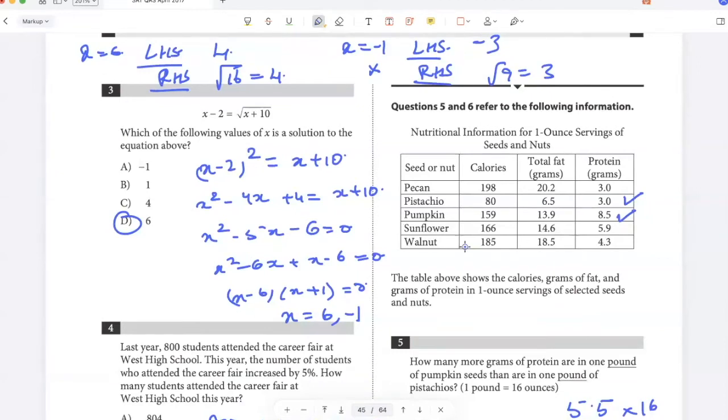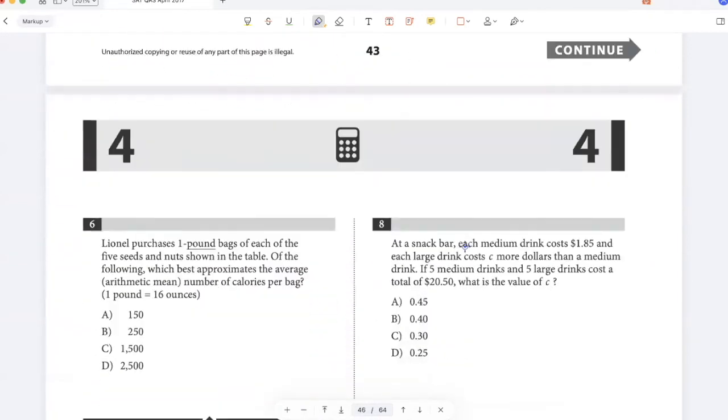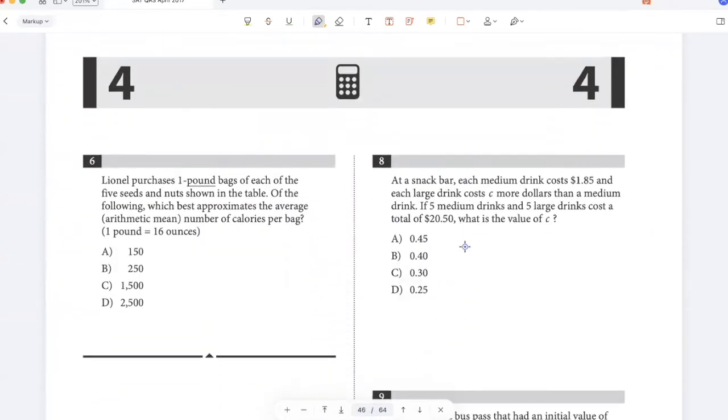198 plus 80 plus 159 plus 166, 185. That divided by 5. So 157.6 is the average for 1 ounce. So for 1 pound, it would be that multiplied by 16. So 2521.6. So around 2500, option D.